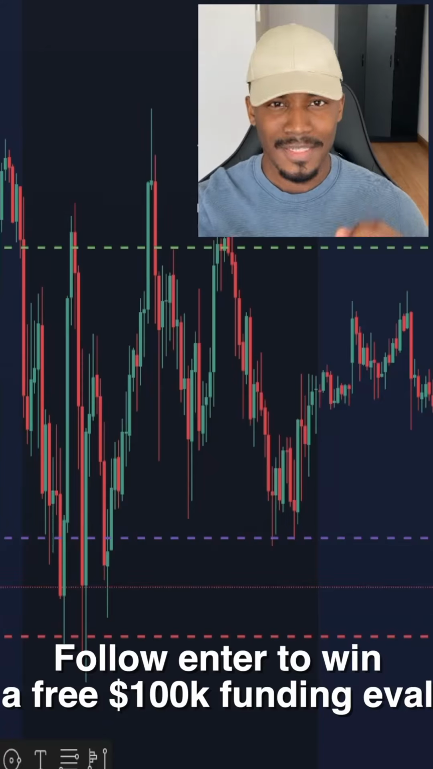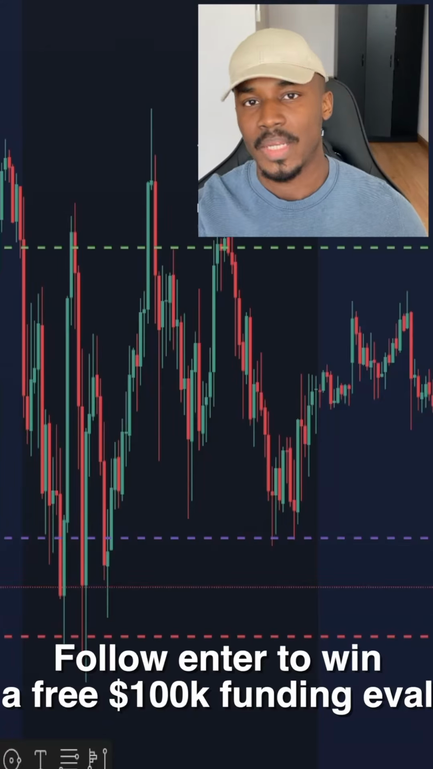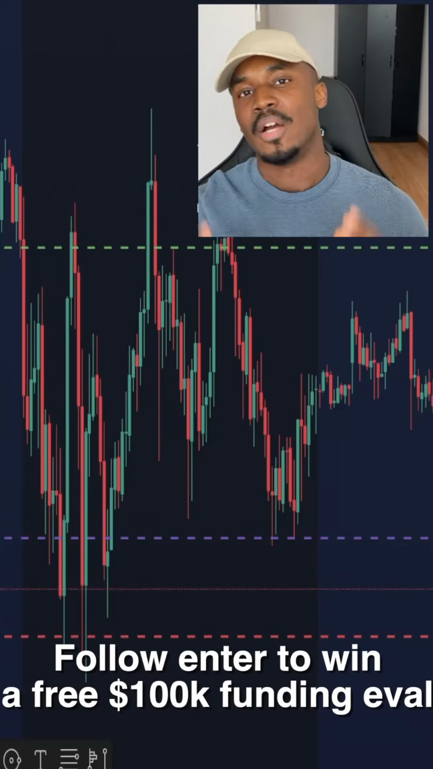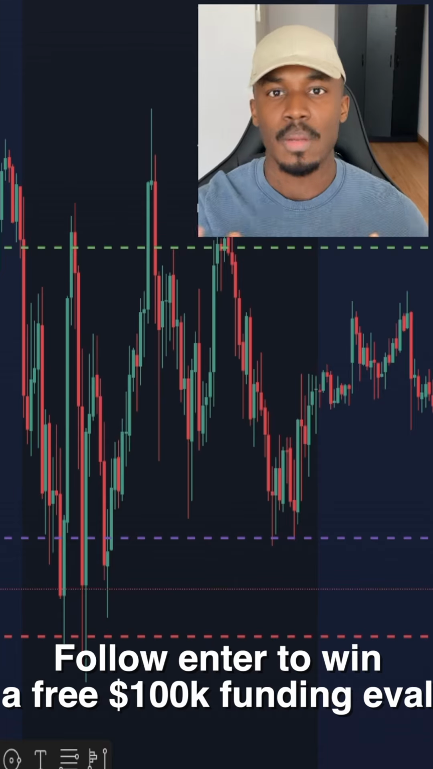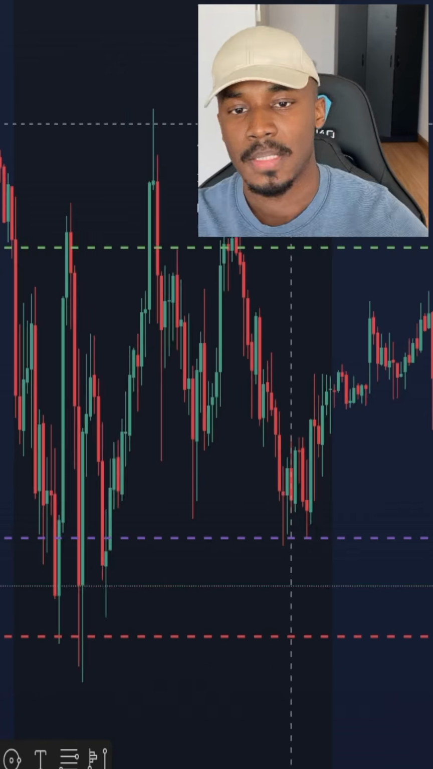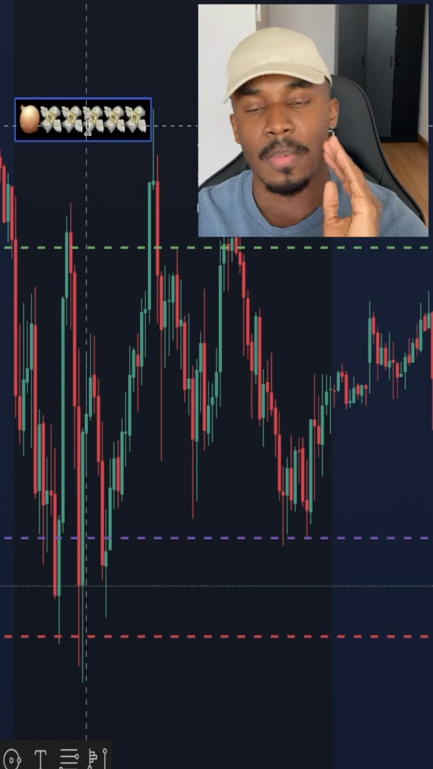A lot of traders are still struggling to understand what liquidity is and how to find it. And understanding where liquidity is and how to use it is the number one most important skill when it comes to trading. And to understand liquidity a little bit better, let's just keep it really, really simple.